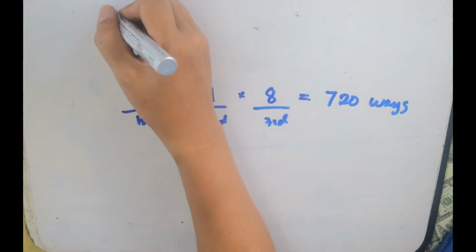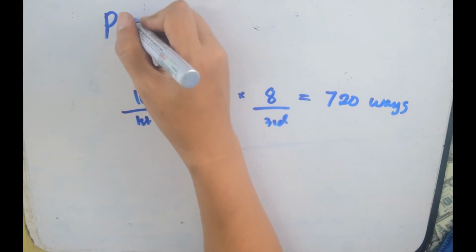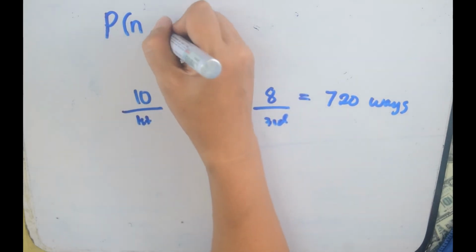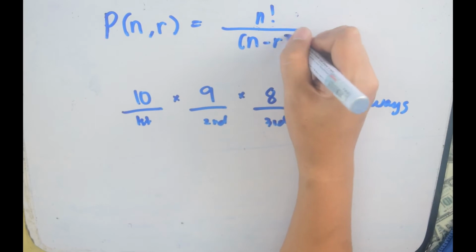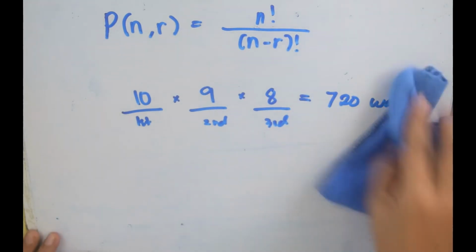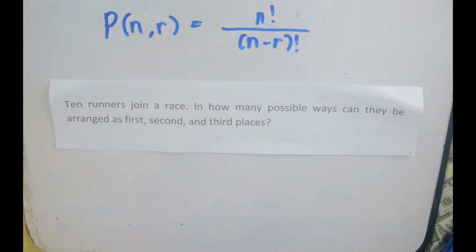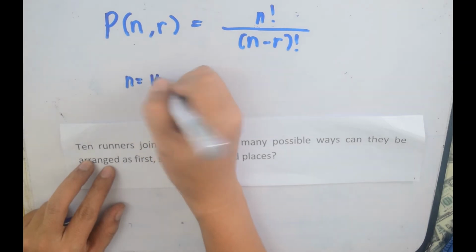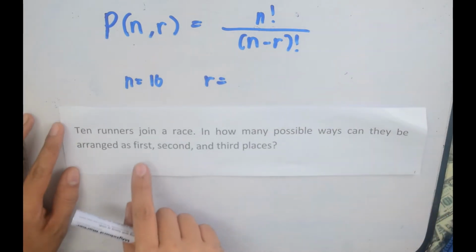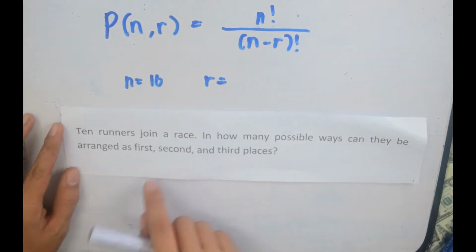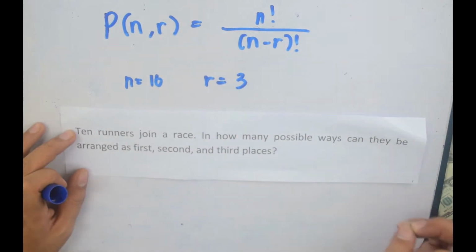However, we can answer this using the formula for permutation. So what's the formula for permutation? We have P, permutation of n taken r at a time, is equal to n factorial over n minus r factorial. In this example, 10 runners join a race, so your n is 10 because there are 10 runners. And your r, since you are going to arrange the runners as first, second, third places, is 3. First, second, third.